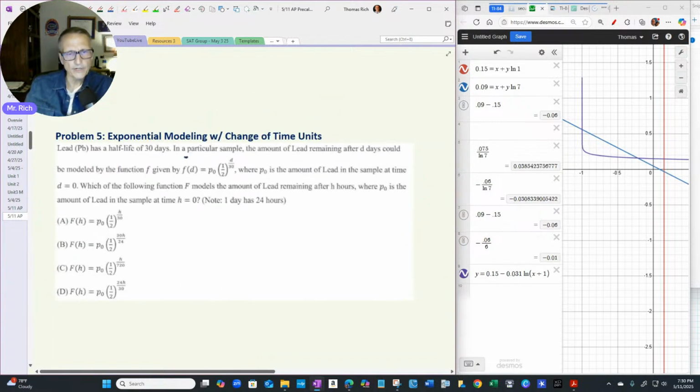If in a particular sample, the amount of lead remaining after d days could be modeled by the function f of d equals P0 times (1/2) to the d over 30, where P0 is the amount of lead in the sample at time d equals 0, days equals 0. Which of the following functions models the amount of lead remaining after h hours, where P0 is the amount of lead in the sample at time h equals 0? So they're switching the units of time from days to hours.